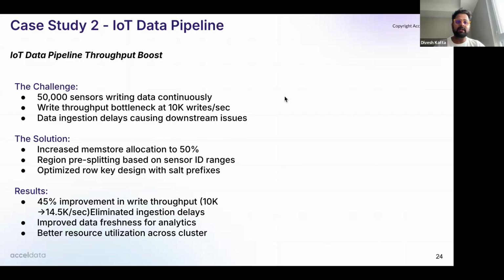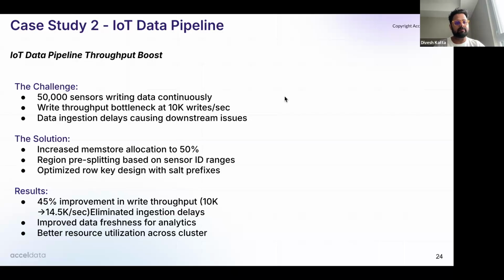The region pre-splitting based on the sensor ID ranges was crucial. Instead of all writes hitting a single region, they were distributed across the cluster from day one. The salt prefix solution addressed the sequential nature of the sensor IDs. Without salting, sensors with similar IDs would cluster in the same region. The salt prefix distributed writes evenly while still allowing efficient range scans by sensor ID when needed.